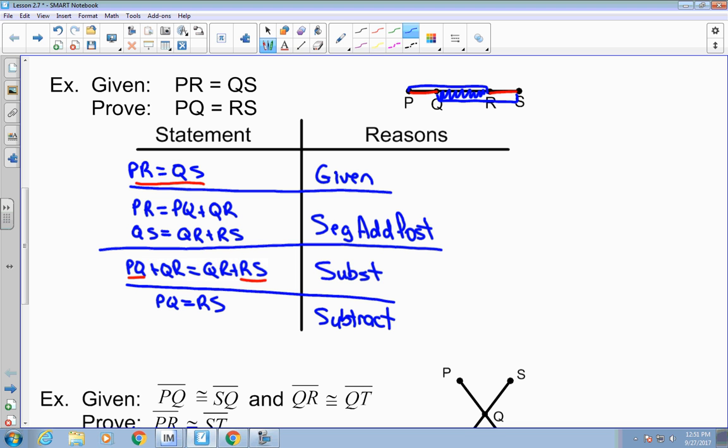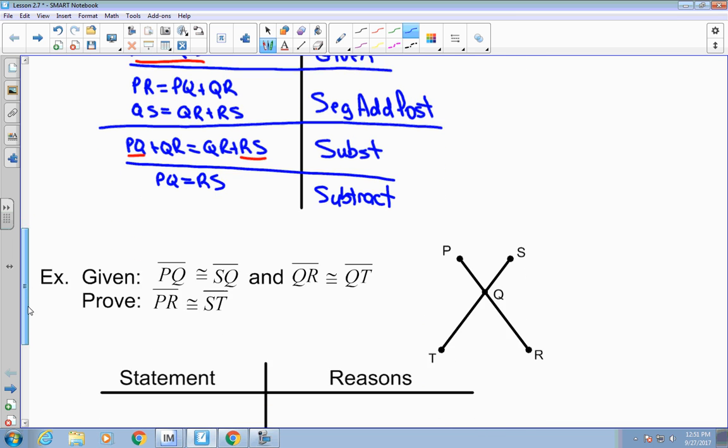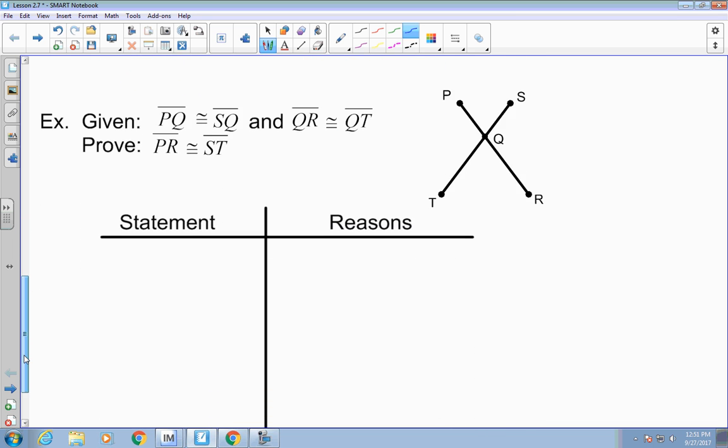So we started out with the big segments equal to each other. And then we established what makes those big segments up. And that allows us to replace the big parts with the sum of the little parts. And then we can subtract what they have in common. All right, here's another one. This one is kind of the reverse of that one, the opposite.